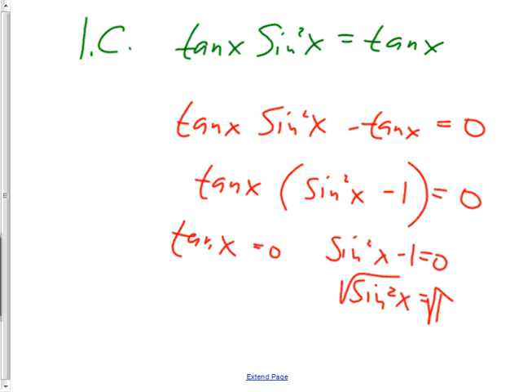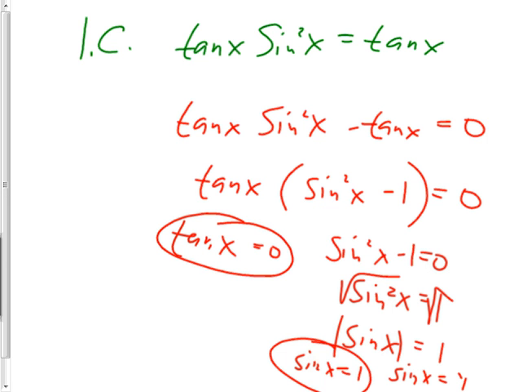Square root, holy cow, this one's going to have plus and minus. Sine x in absolute values, and I get 1. And then I get it out of the square root by going sine x equals 1 and sine x equals negative 1. Then I have to solve both of those. So I got this one and this one and this one.